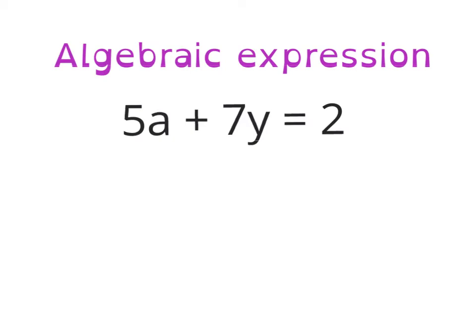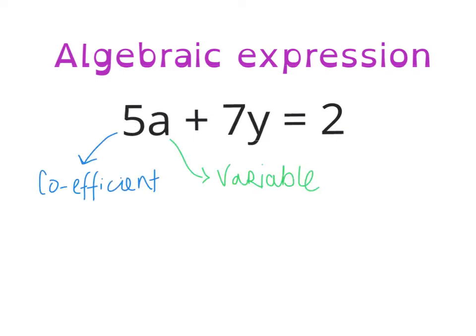For example, this 5a is considered a term, and within this term you have the variable, which is a, and the coefficient, which is 5. In a similar way, our 7 in this term is the coefficient and our variable is y. Variable is the unknown part of the algebraic expression. And finally, you will have 2, which in this case is called a constant.